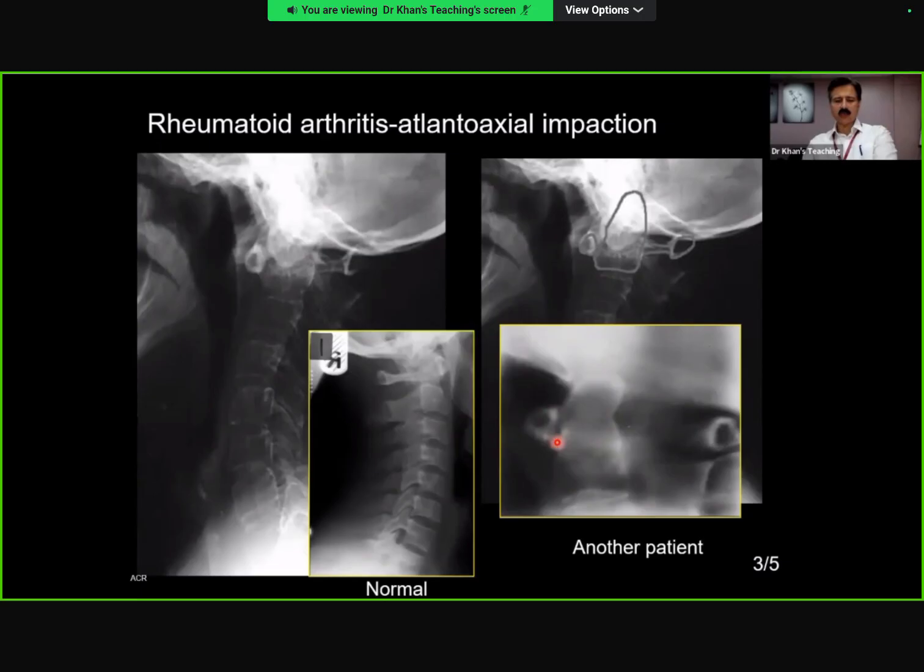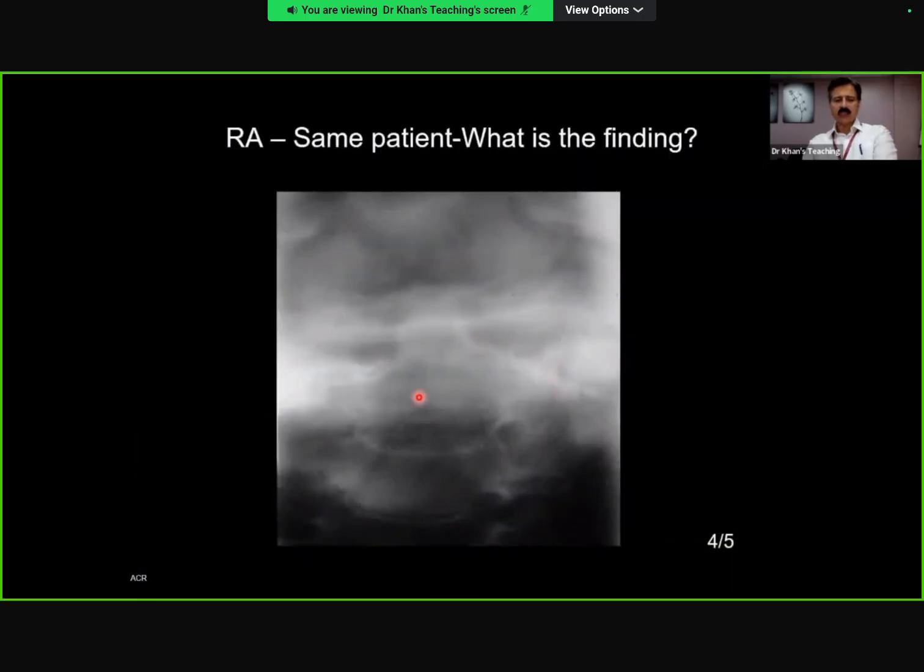So what is the concept behind it? This is the tomogram. Of course, your generation does not see tomograms, which are obsolete now. But having said that, just to make a point: if you see that this is the dens and this is the lateral mass of C2, where is the lateral mass of C1? And there is no lateral mass of C1. And this is what happens.